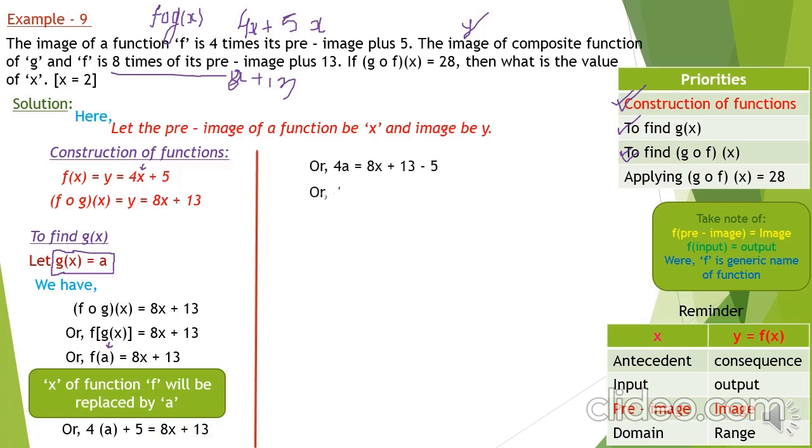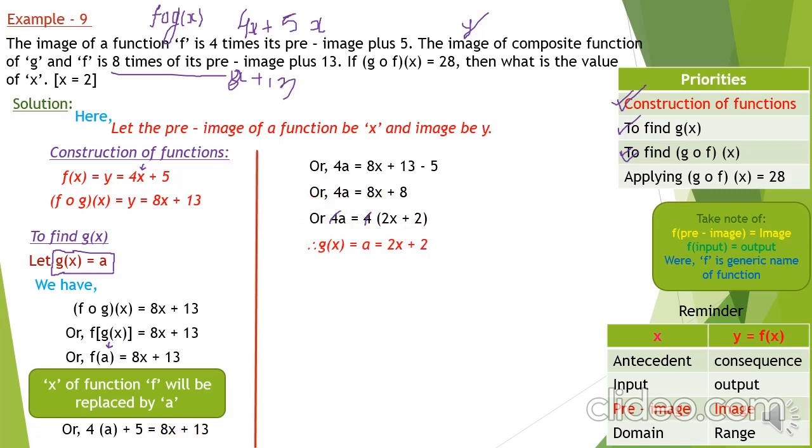You can see on calculation, a is equal to 8x plus 8. Now taking 4 common on the right hand side, we will cancel this 4 and this 4. a is equal to 2x plus 2. That is g(x). g(x) is a, and we have found our g(x). So we have constructed the function.